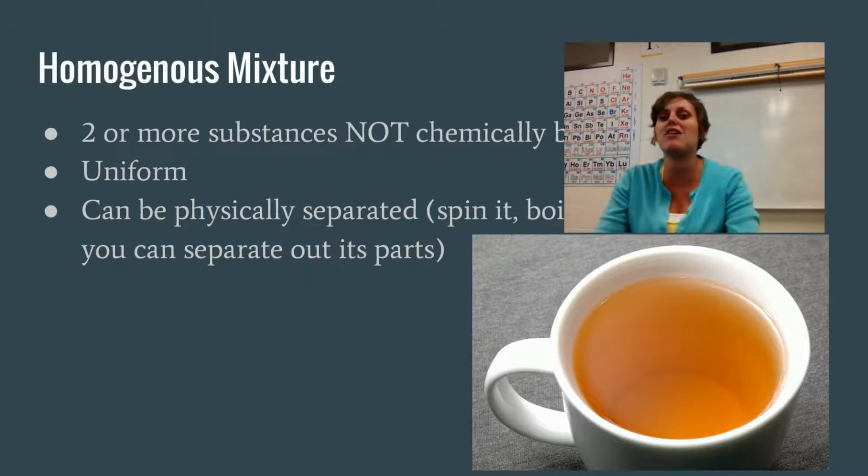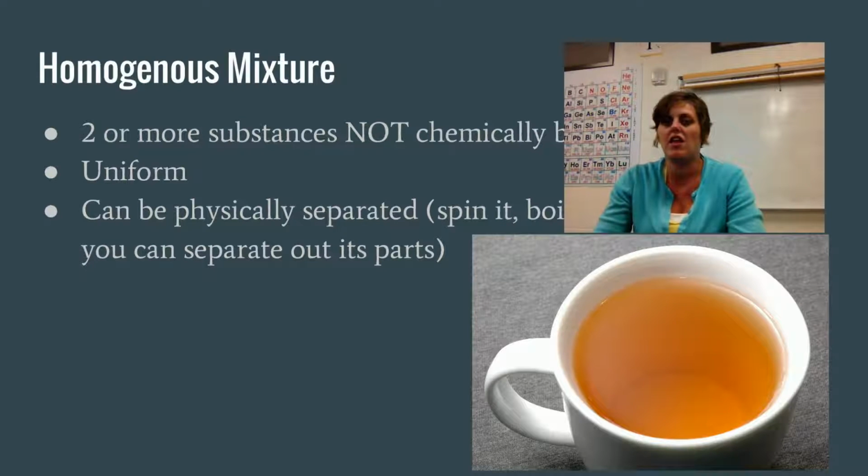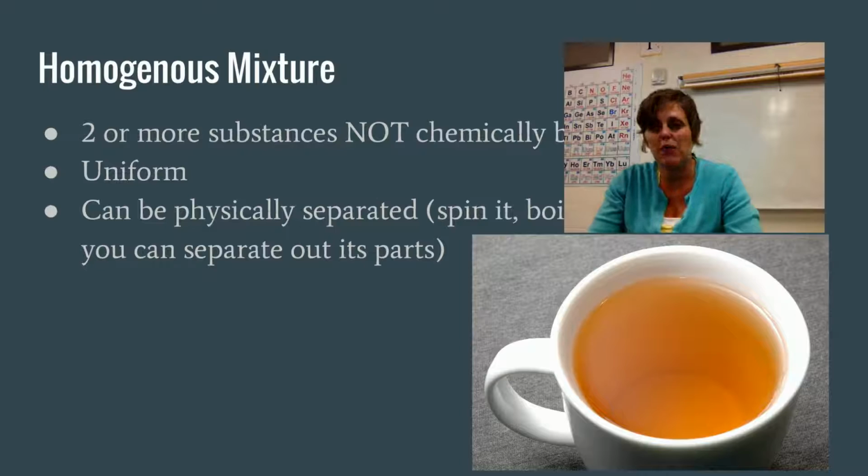So there's two types of mixtures. There's a homogeneous mixture, which means it's two or more substances not chemically bound. You can see I have a picture of tea here. It's uniform. It's the same all the way through, front to back. It looks like one thing, but it can be physically separated.